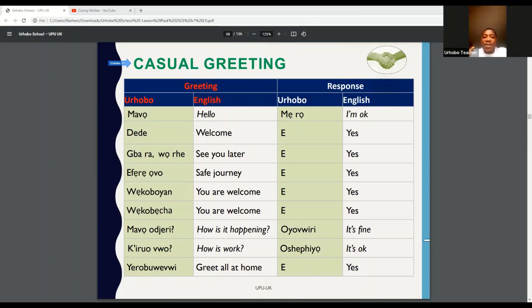Okay. So the first one there is Mavo. And Mavo is like hello, hi, and then those people that speak pidgin English, it's like saying Hafa. Okay, Mavo. Hello, hi, Hafa. That's what it means, Mavo.